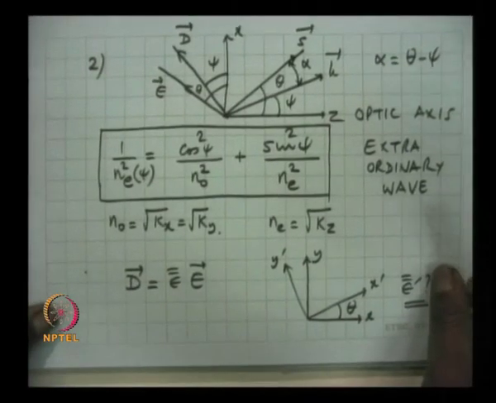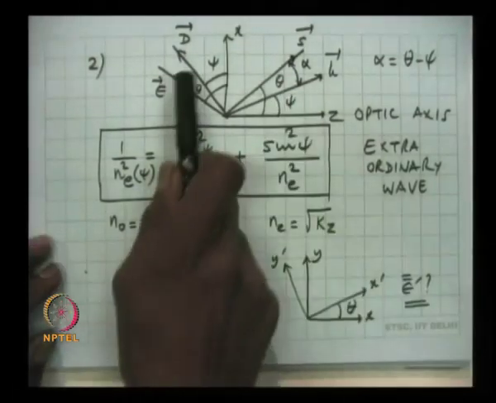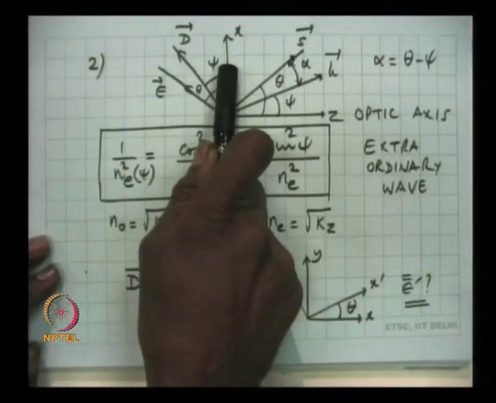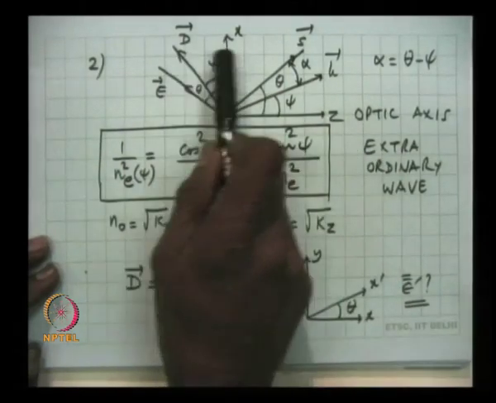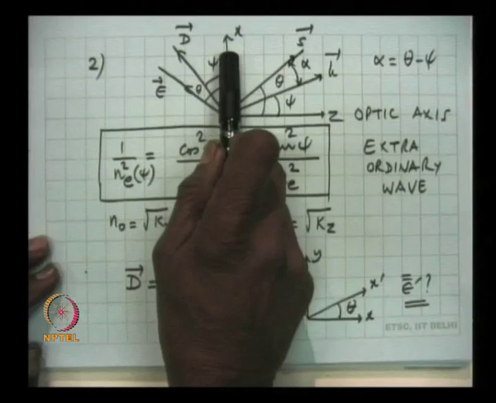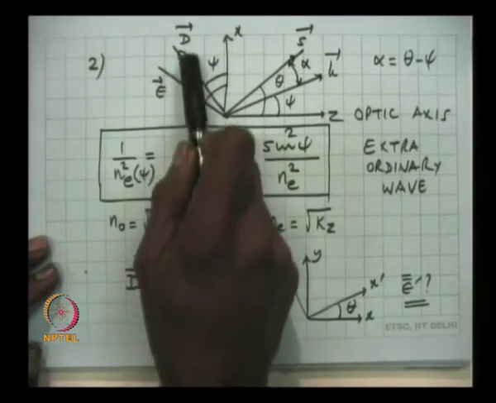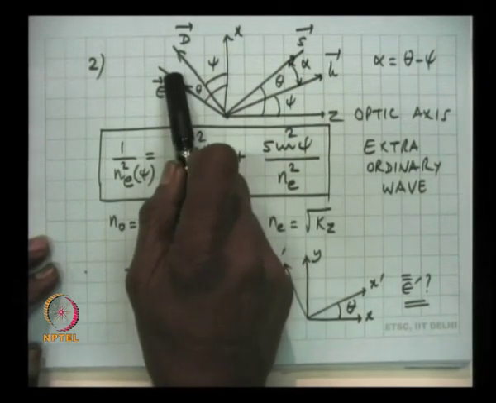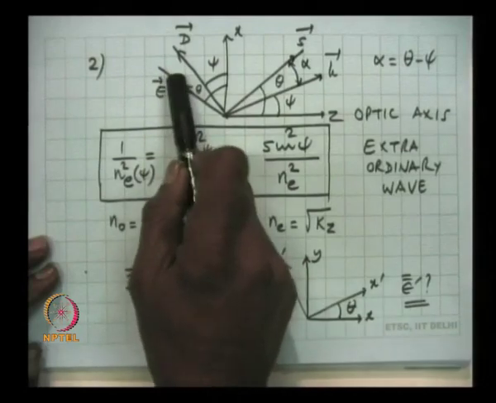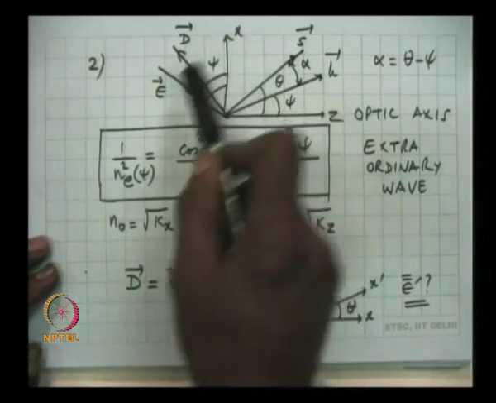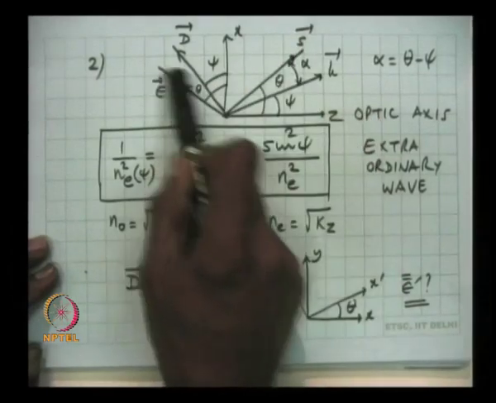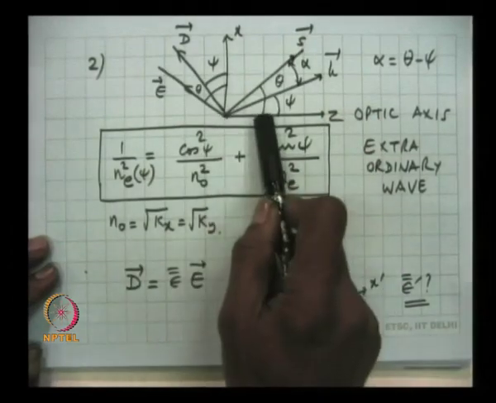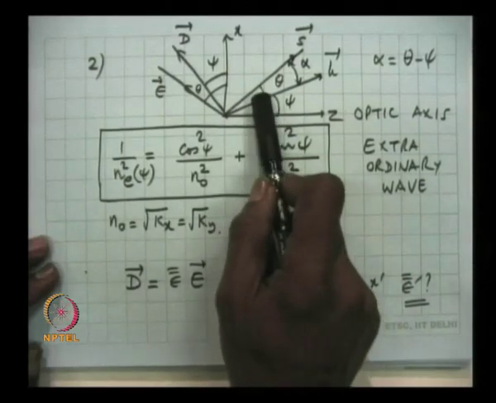The information you have is, for a given psi, the d vector makes an angle psi with the x axis. If the k vector makes an angle psi with the z axis, the d vector makes the same angle psi with the x axis. The d vector and E vector are related through d is equal to epsilon E, so you can find the direction of the E vector. If you know the direction of the E vector, you know the direction of the S vector, because the S vector is perpendicular to the E vector. So, you can find out theta. If you know theta and psi, you know alpha.